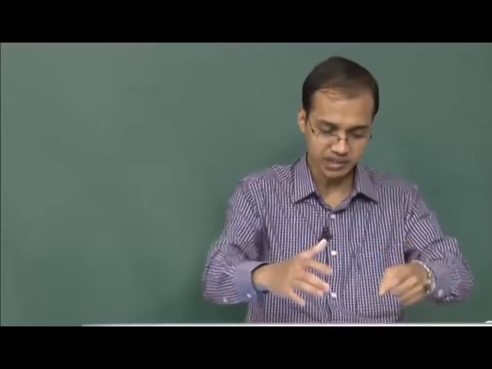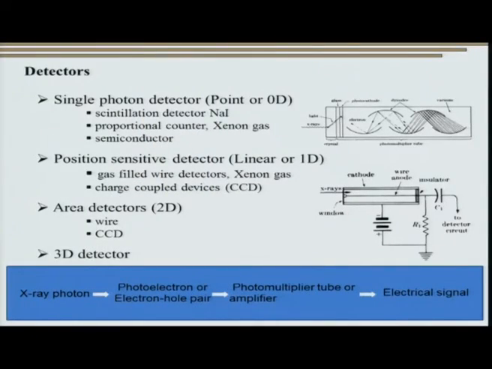Having said that, we know that the entire concept of X-ray detectors is based on converting the X-ray photon into a photoelectron or an electron hole pair. Then you use a photomultiplier tube or amplifier to increase the intensity of the signal and essentially get an electrical signal which can be correlated with the theta or rather 2 theta value and the intensity.